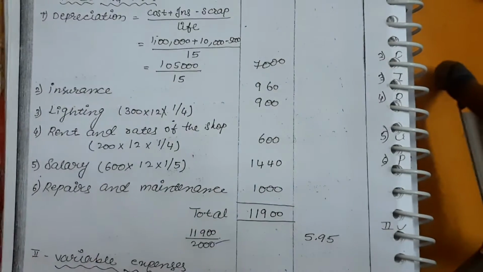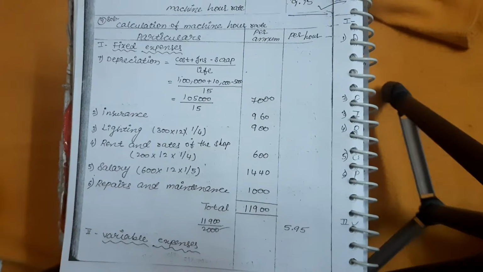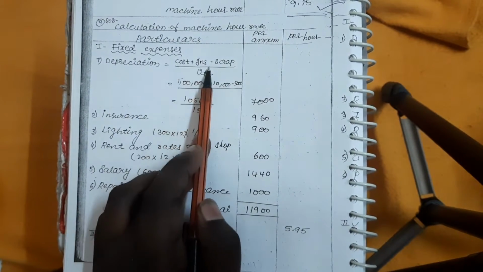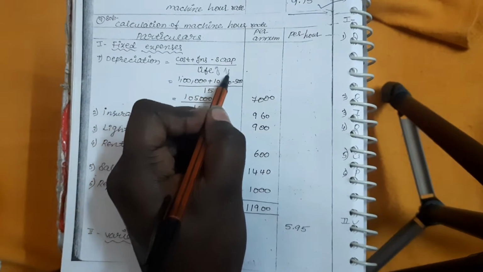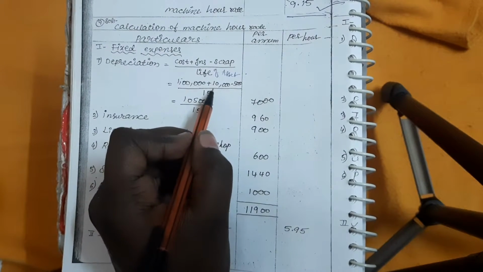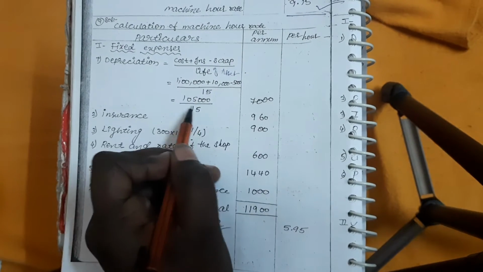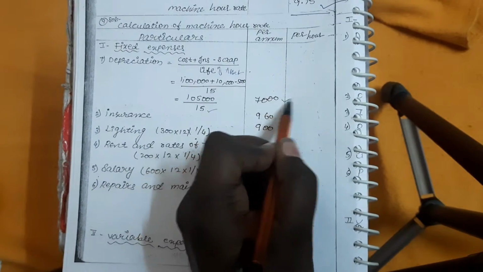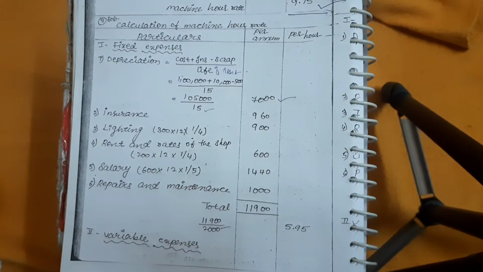Now we will see. First, calculation of machine hour rate. Depreciation is cost plus installation minus scrap, divided by life of asset. So cost 1 lakh plus 10,000 installation charges minus 5,000, divided by 15. So it is 1,05,000 by 15, because the life of the asset is 15 years. So we get per annum depreciation of 7,000.